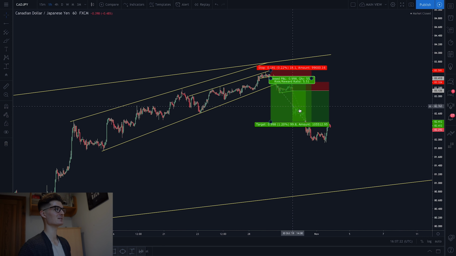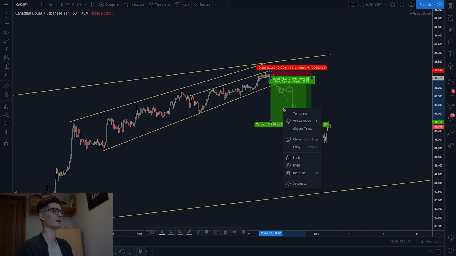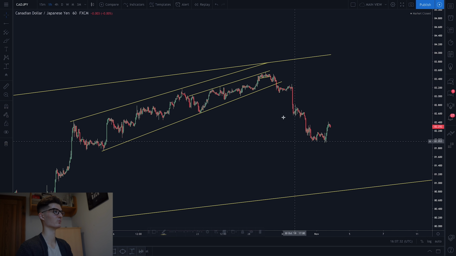So these two positions ended up banking just under 9%. I think it was 8.9 or 8.88 to be specific. So let's actually jump to the higher time frames and start off with the weekly chart.